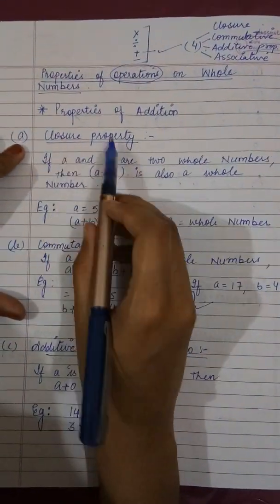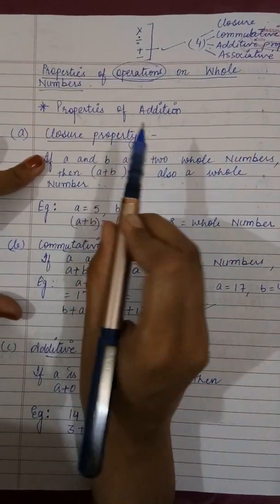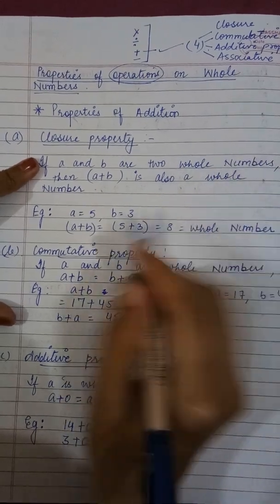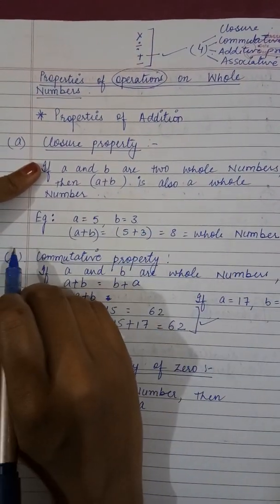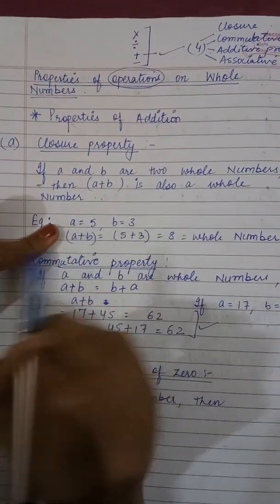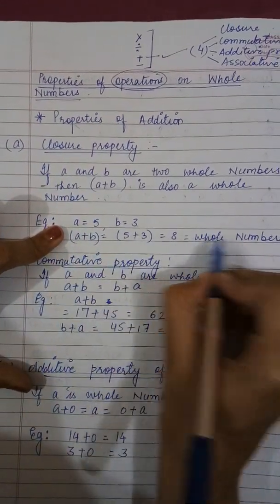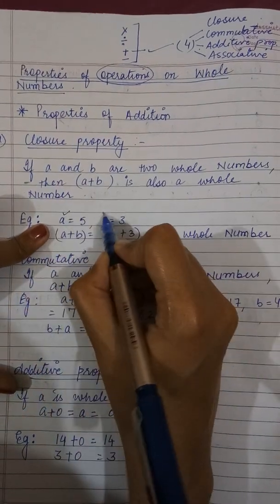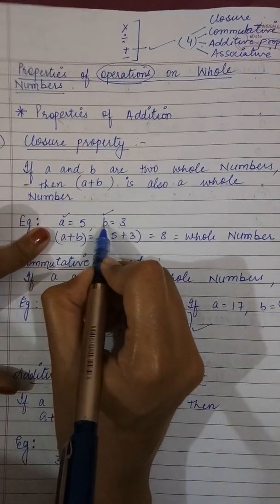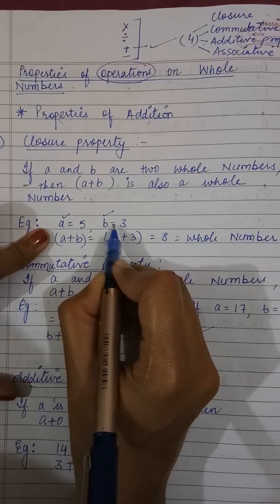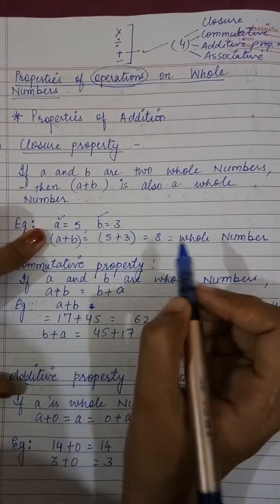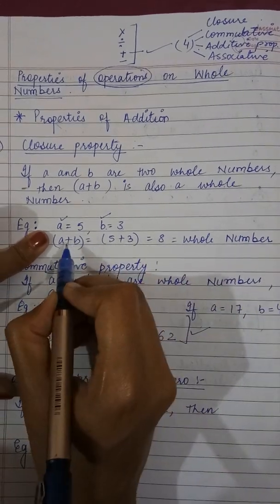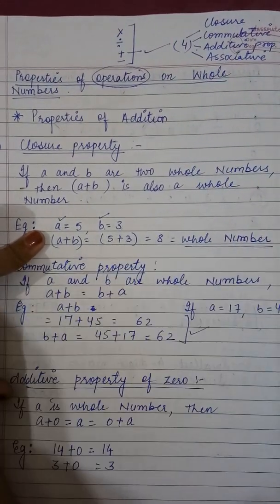First property is closure property. Closure property is, let me take any two whole numbers. Any two whole numbers I am taking, for example 5 or 3. If I am going to add these two, I am going to get a whole number, right? Condition was I have to take A and B, and these A and B, if they both are whole numbers, and if these two whole numbers I am going to add together, then the answer I am going to get after totaling it will also be a whole number.